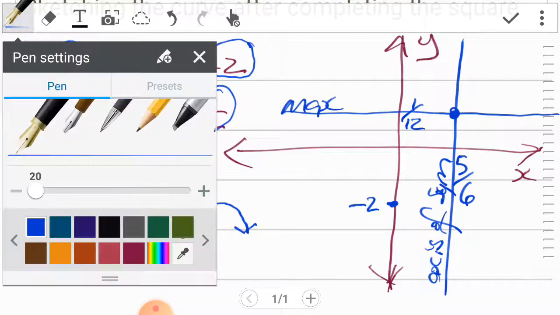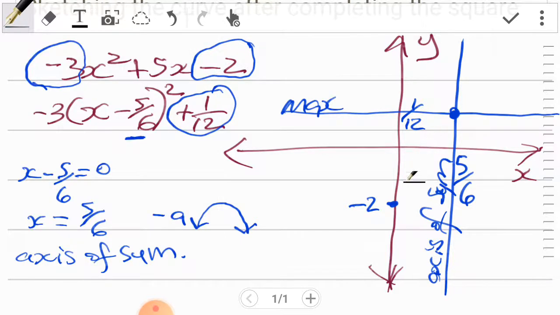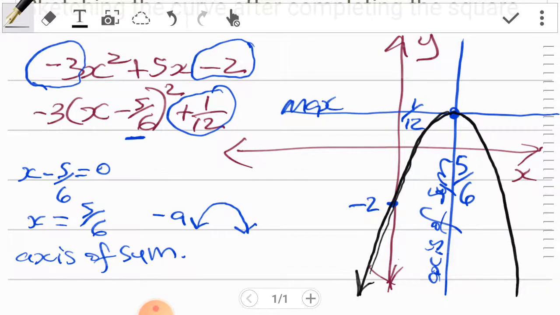Let me use another color marker, probably a black one this time. So here's a sketch of the curve. So the curve is going to come from down here, go through the y-intercept, comes at the turning point, and then it's going back down like that. So there you go. This is our curve. That's just a sketch of the curve. That's what it looks like. All right, so it's just a basic idea to sketch the quadratic curve after you have completed the square.